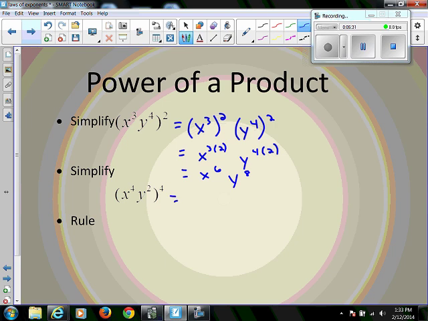Let's split this up. X to the fourth raised to the fourth power, y squared to the fourth power. Remember our rule. Multiply exponents. X to the 16th, y to the 8th. Do we have a rule? We take our two variables, split them apart, multiply by exponents.